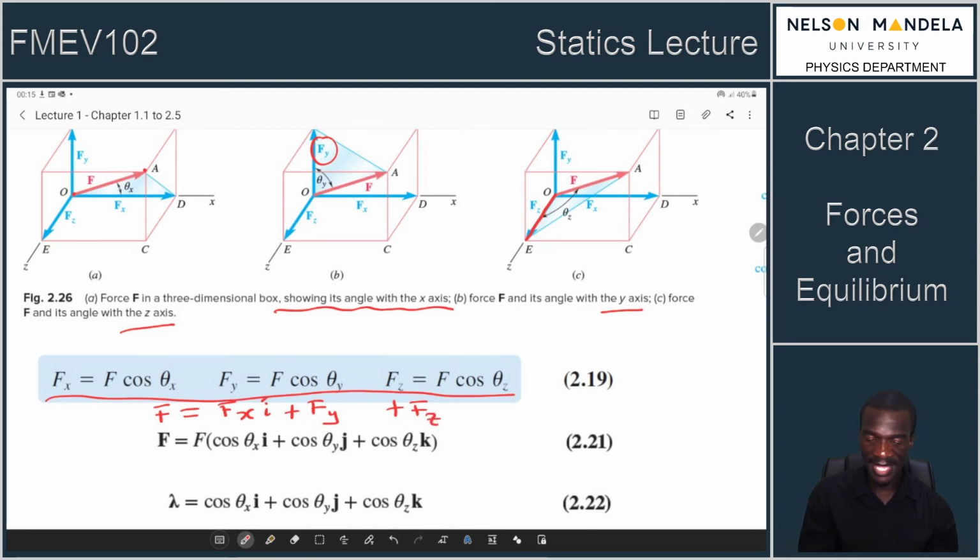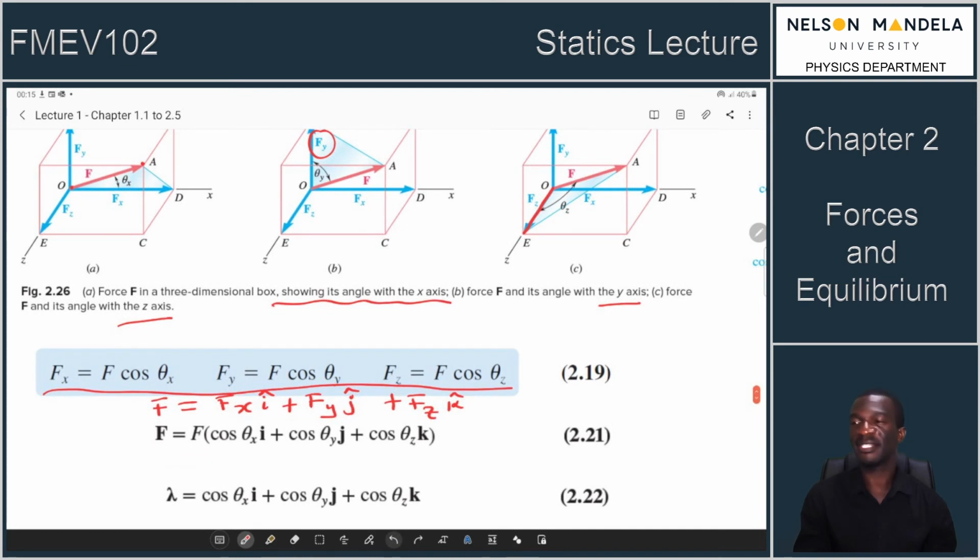Fx is in the i, Fy is in the j, Fz is in the k. So basically this is just summing up the force. Then we can write it in terms of its components and factor out the F, since it's the magnitude and it is common throughout. This is the start of something important that you already did, but you may have not seen it.